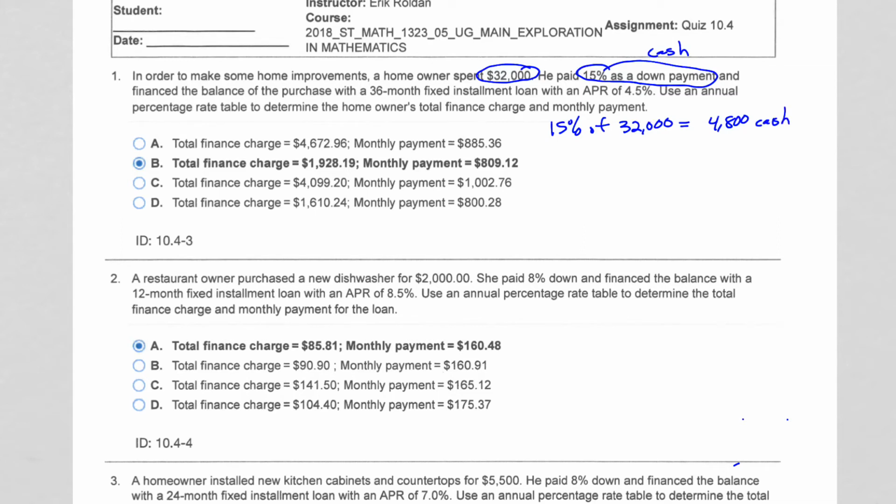Okay. So if you don't have the full amount, you have to borrow the rest. Okay. Well, how much are we going to borrow? Well, $32,000 minus the cash or the down payment you just put into this leaves you with $27,200. That's going to be your loan. Okay. So when we do our 3 steps, we're going to base our 3 steps on our loan, not on the original price. Okay.